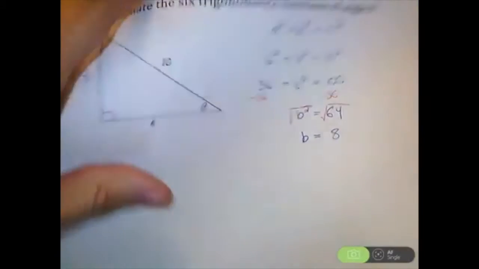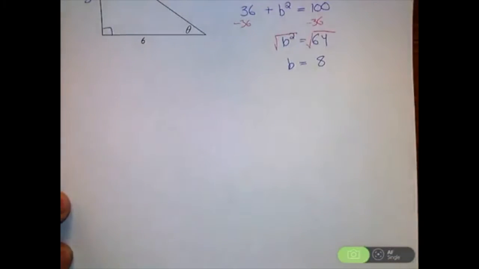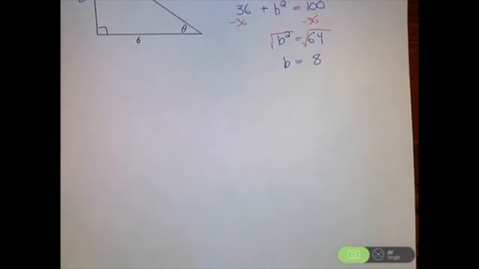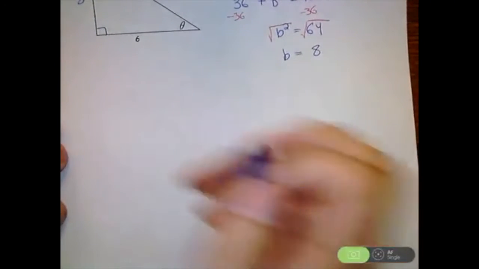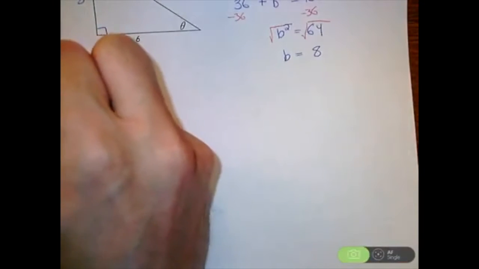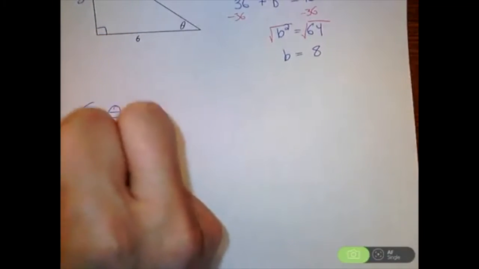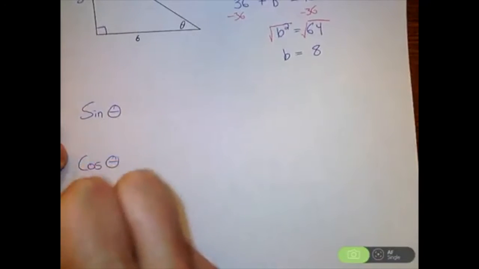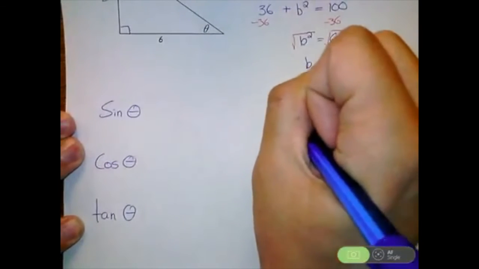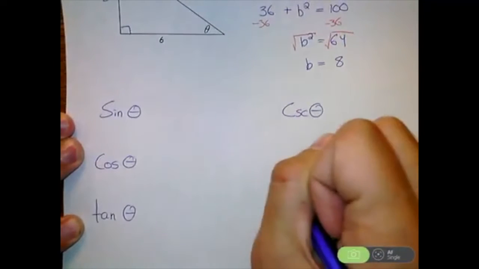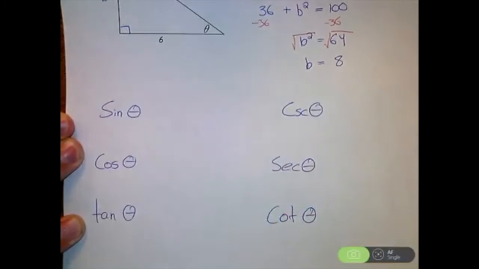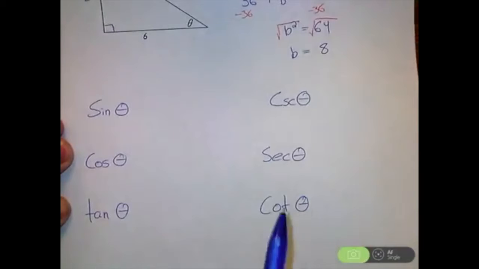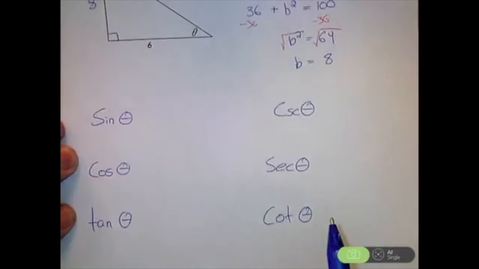Now, I'm ready to go through my 6 trigonometric functions. I do have a video that talks about the 6 basic trigonometric functions. So if you need to reference that, you should probably do that before we go through the rest of this. So I need to know what sine of theta is. I need to know what cosine of theta is. I need to know tangent. And then I need to know cosecant, secant, and cotangent. So I'm going to fill out all 6 of these first, and I'm going to see if I can simplify any of them afterwards.